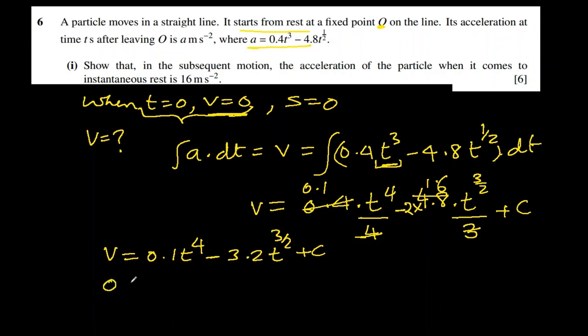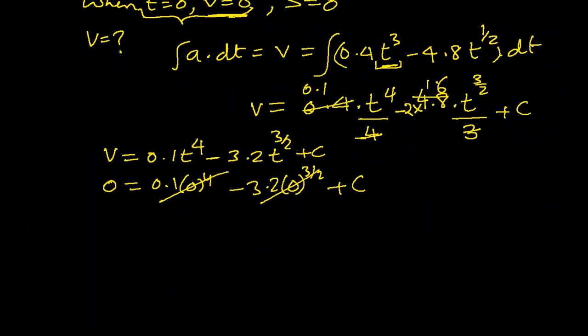So velocity is 0 when time is 0: 0.1 times 0 to the power 4, so this whole thing is 0, minus 3.2 times 0 to the power 3 over 2, this is also 0, plus c. So everything is 0, c is 0. That means c is insignificant. We will not get any value for c here. So v remains 0.1 t to the power 4 minus 3.2 t to the power 3 over 2. No c now.